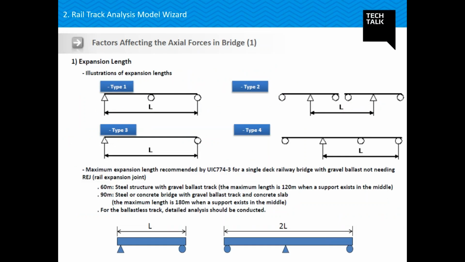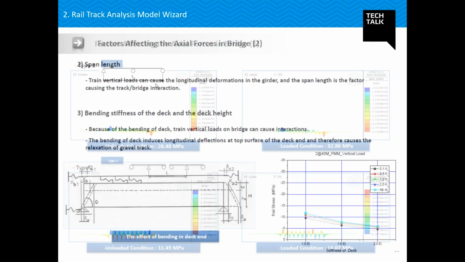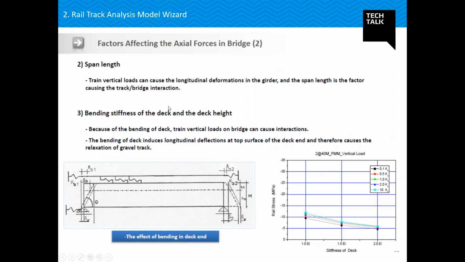Now, expansion length. Depending on your span configuration, your expansion length will also change. So based on expansion length, the stresses in your bridges will also change. Okay, so this is for temperature stress. Based on all these criteria, as you can see, the minimum you are getting is for a simply supported kind of arrangement, and the maximum which we are getting is when the span is two span continuous.